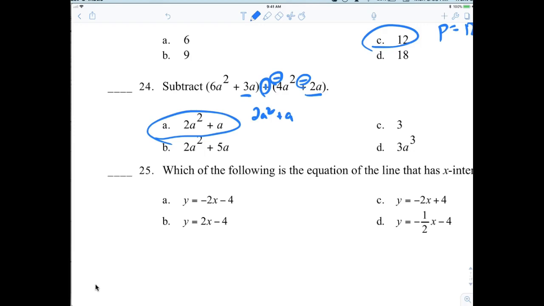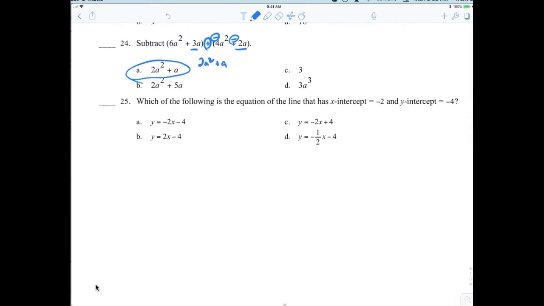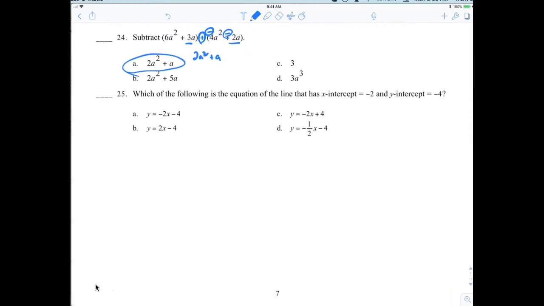All right. 25, which of the following is an equation with a line with an x-intercept of -2? All right, now again, this is another really important one because it's talking about lines. If the x-intercept is -2, that means -2, 0 is on the graph. If the y-intercept is -4, that means 0, -4 is on the graph. But we also know the y-intercept as b, correct? So C is not the answer. Thank you very much. That's how I'd hope you would do it.